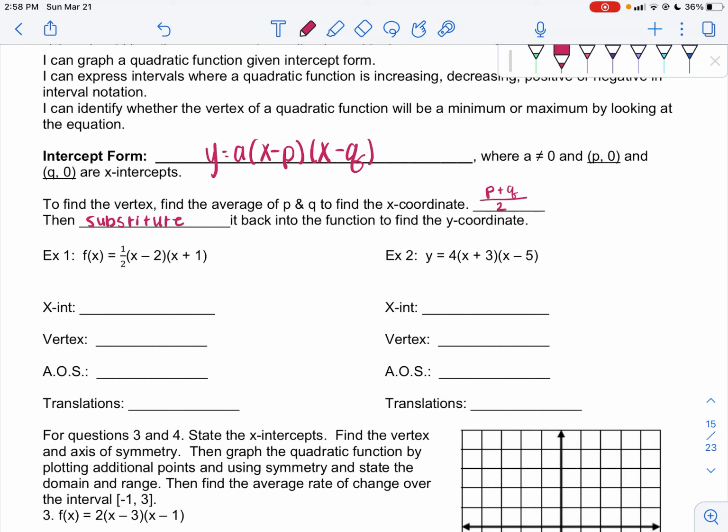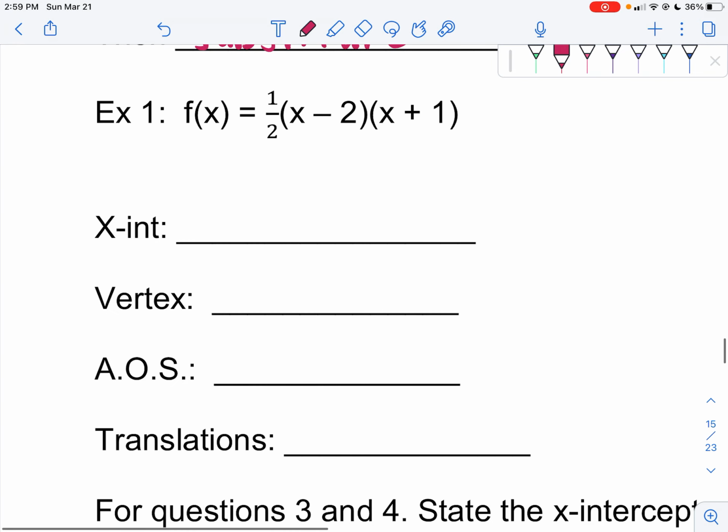So remember, when we have a parabola, these x-intercepts are where the parabola would cross the x-axis, and so y is always going to be 0. To find the vertex, find the average of p and q. To find the x-coordinate, since parabolas are symmetric, the x-coordinate of the vertex will be in between your x-intercepts. And then just like when we had standard form, we substitute that x value back into the function to find the y-coordinate.